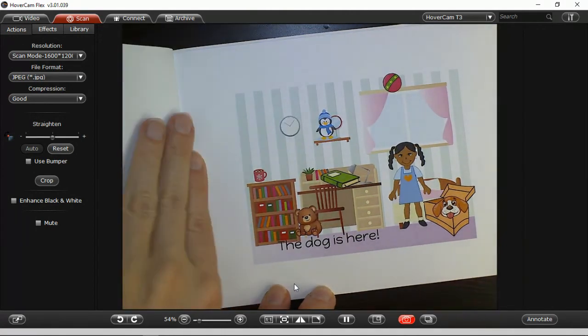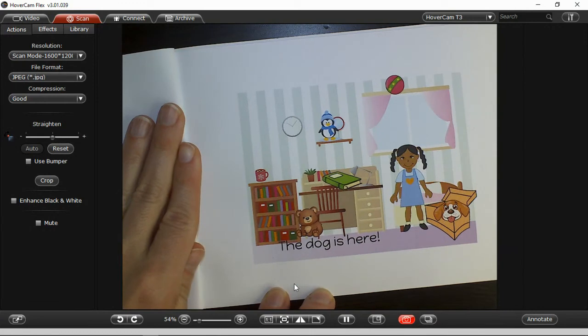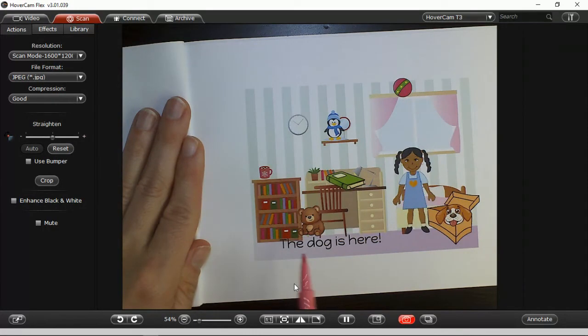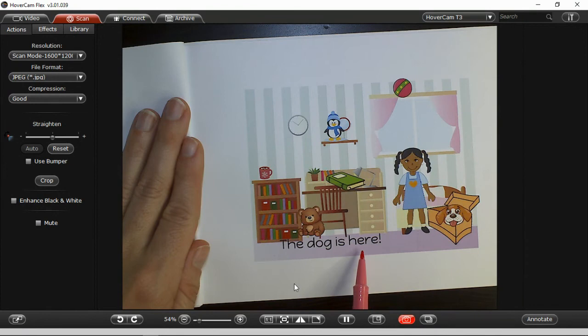Ooh, we have another short little word. Maybe we can sound this word out because it's a short word with a vowel in the middle. Let's try it. Say the sounds with me. D, o, g, dog, dog, dog. The dog is, is this the word not?